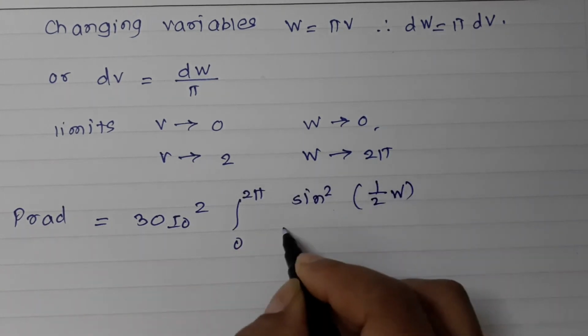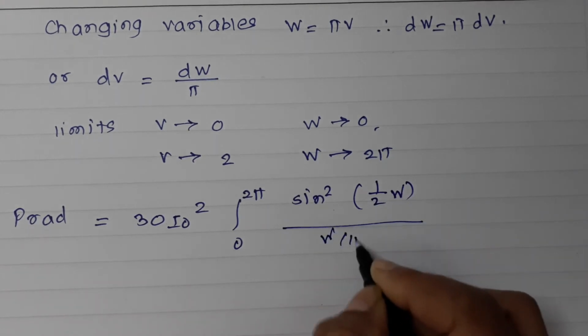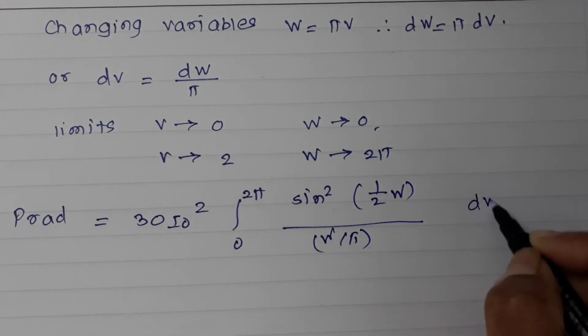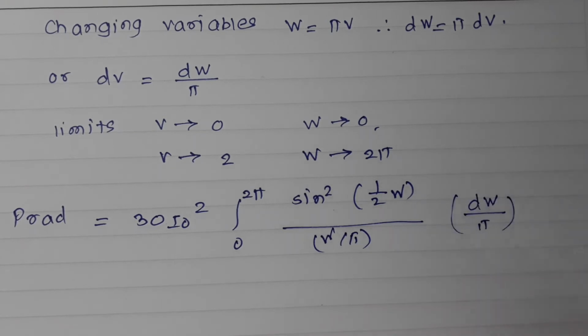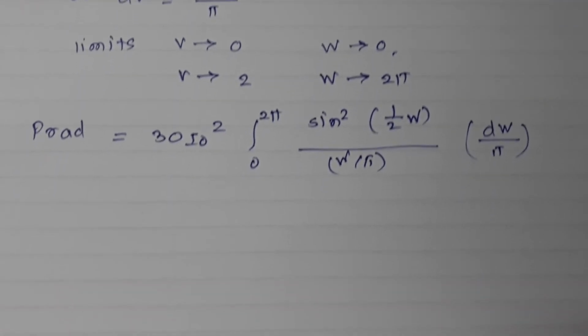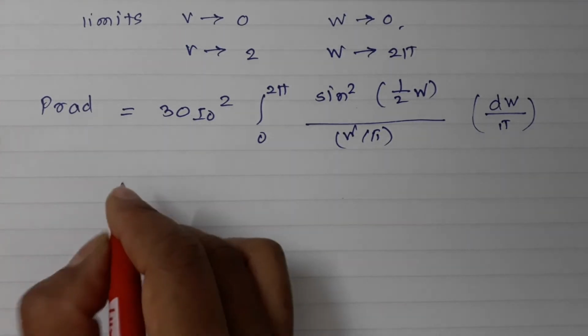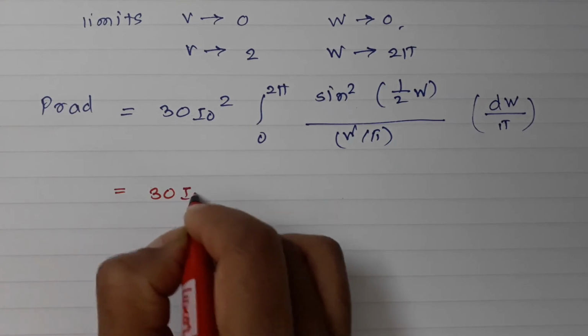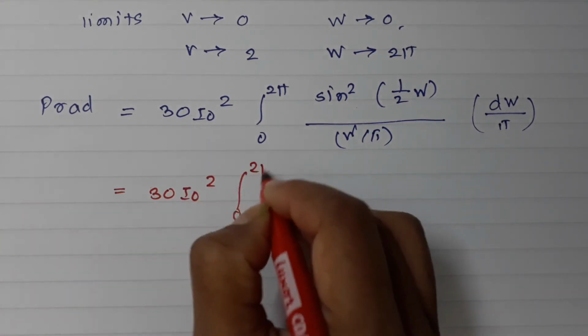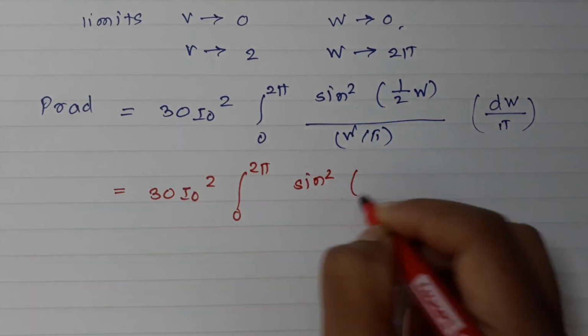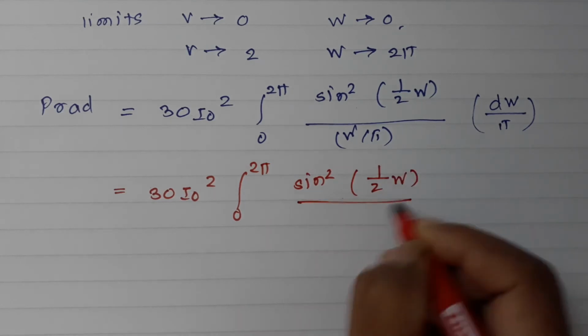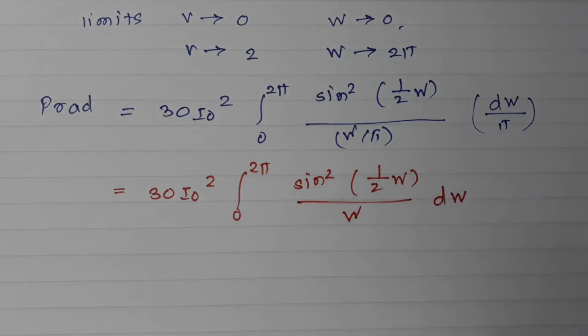divided by w by pi. So this will be dw by pi. So the next one is nothing but again I am going to find out the things by solving this equation. So here this will become 30 I0 square, integral from 0 to 2 pi, sine square (1/2 w) divided by w with respect to dw.